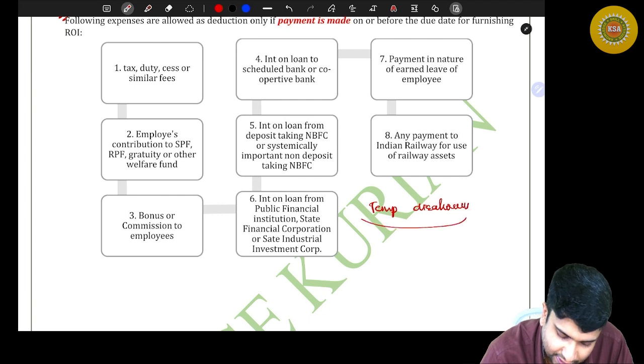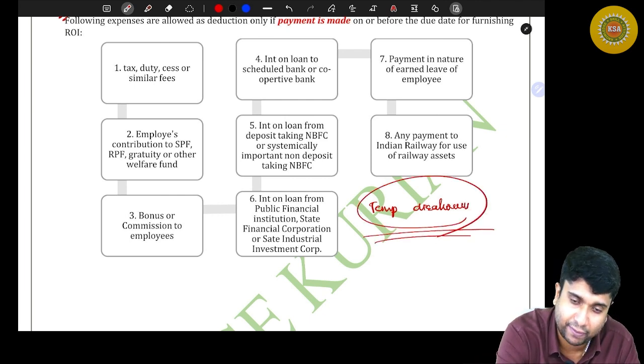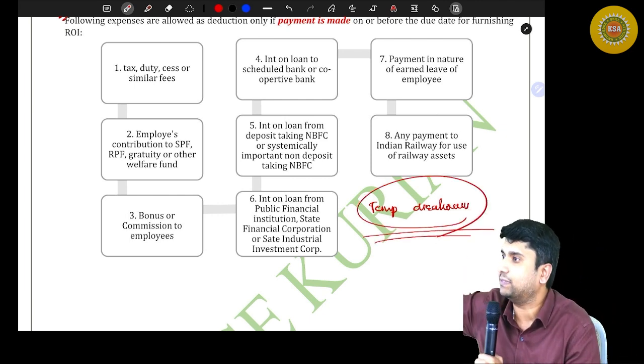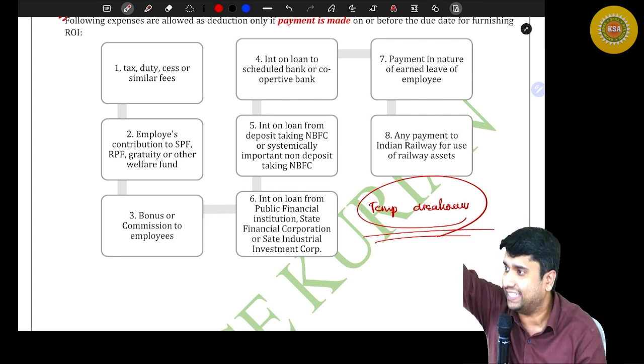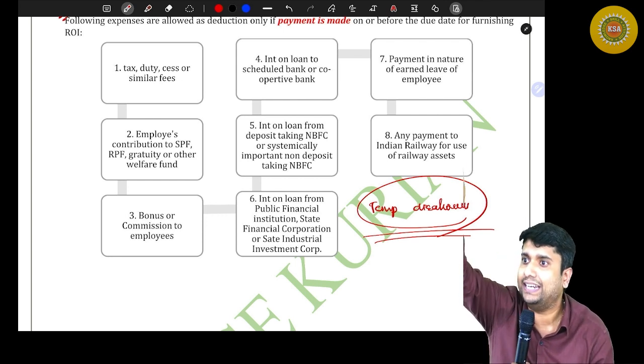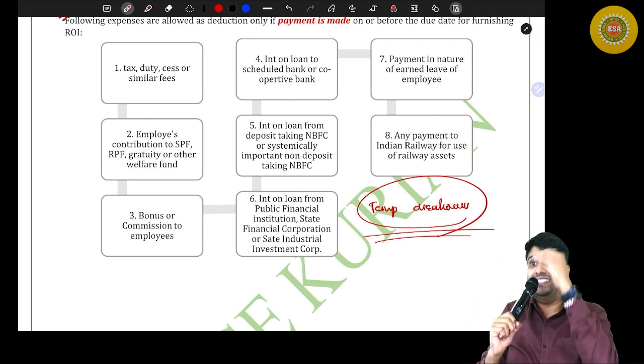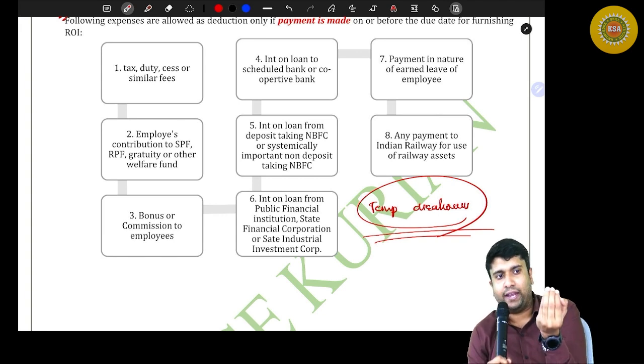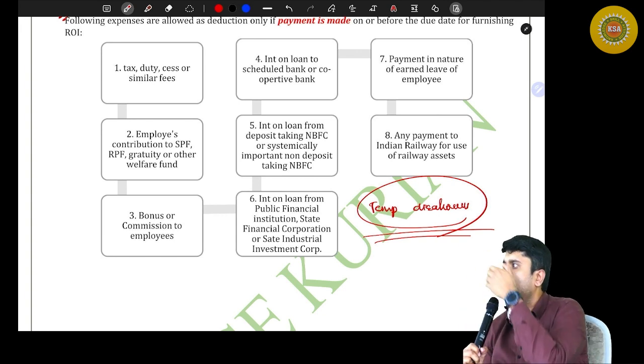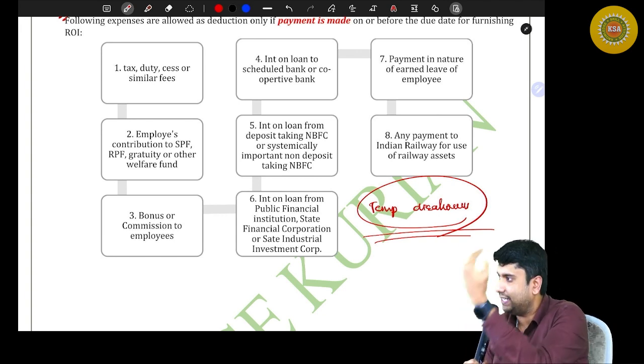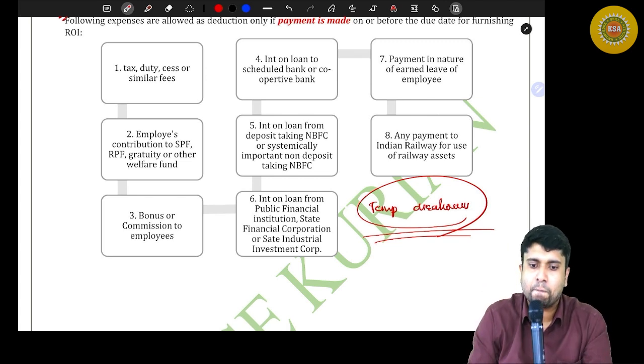What is temporary disallowance? Once you actually make the payment in the next year, you can claim these items as a deduction. Something related to the TDS. Something related to the TDS disallowance. Here, if it is disallowed in a year and you have made the payment in the next year, definitely you can claim that as a deduction in the next year. Are you with me?